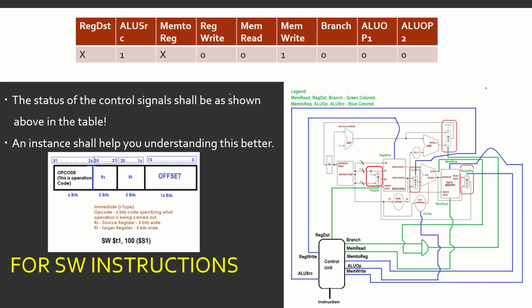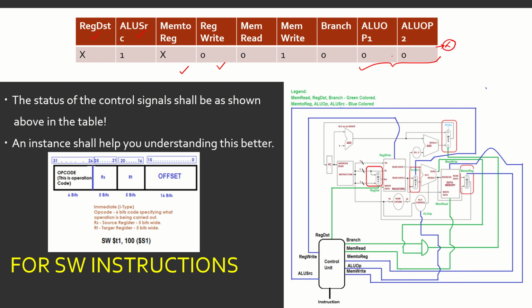We have been seeing the control signals, and their status has been validated and verified in the previous session, where we started with REGDST, then went to ALU SRC, mem to reg, reg write, mem read, mem write, branch, and ALU op1 and op2. You do not have to pay much attention to this because it is going to be static for us, and we are concerned about signals 1, 2, 3, 4, 5, 6, and 7.